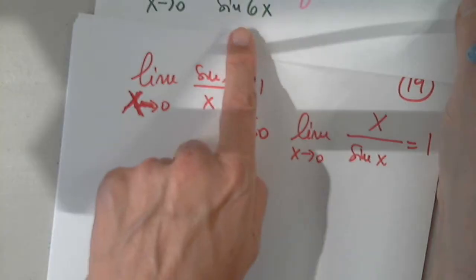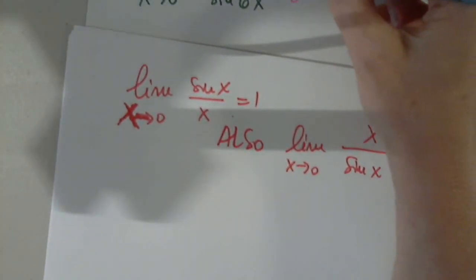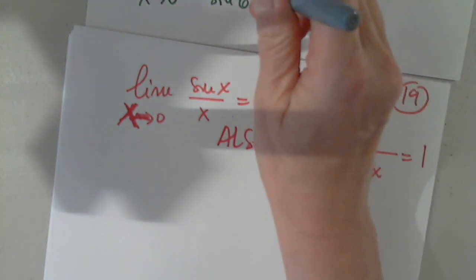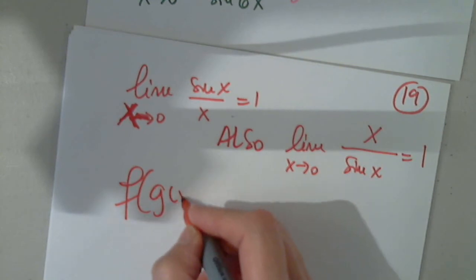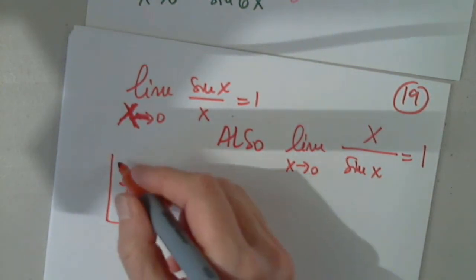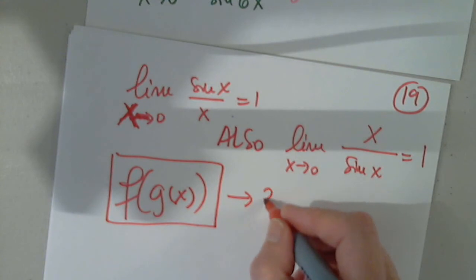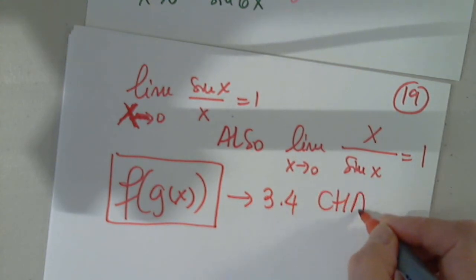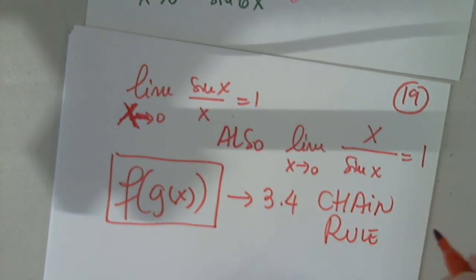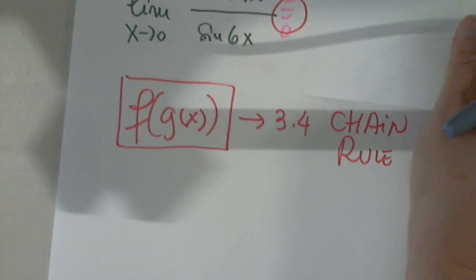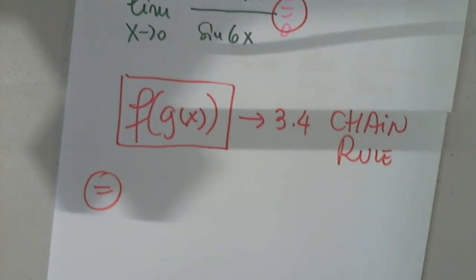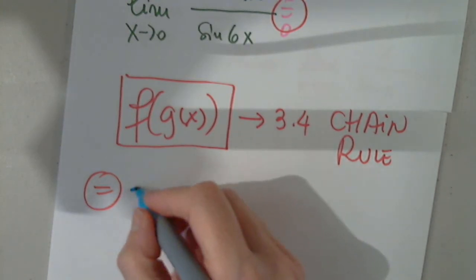I need this idea here. Now I cannot just differentiate, because this is a function of a function. This is f of g of x, and we do not know how to differentiate that till the next section in 3.4 when we use the chain rule. That's why I cannot show that with the chain rule right now. Okay, so then I continue here, and I'm going to try to manipulate the function a little bit.